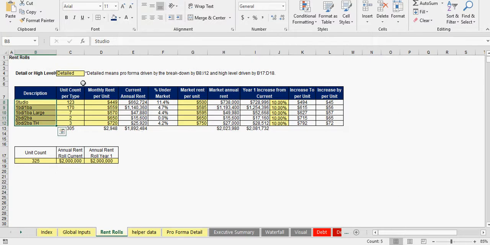Now another way you can do it is you can do a drop down here to choose detailed or high level. If you choose high level, it's just going to pick this. So you can just put in your annual rent roll current and annual rent roll year one and just define it right here. You don't even have to do any of the details if you don't want to. And the model will pull from that.